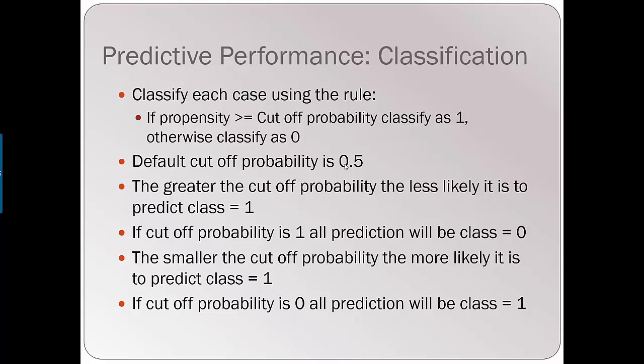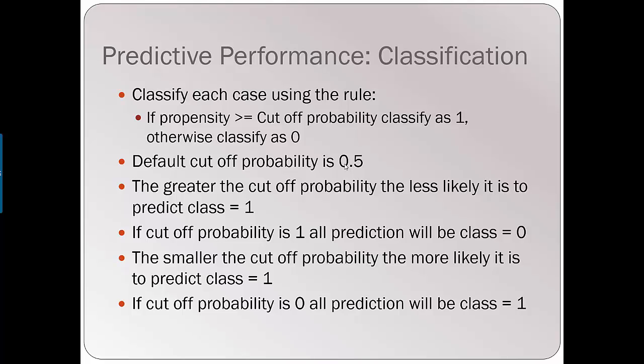If the cutoff probability is 0.9, for example, not very many observations will go above that very high threshold or cutoff point. If it is closer to 0, then it's easier. A lot more observations will cross that hurdle cutoff point, and more observations will be classified as 1.